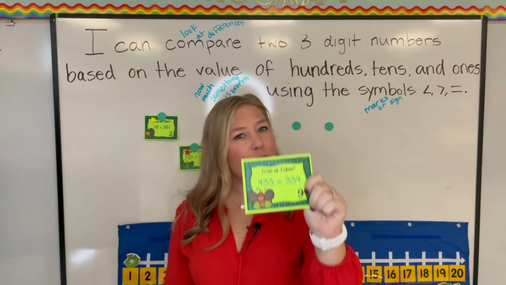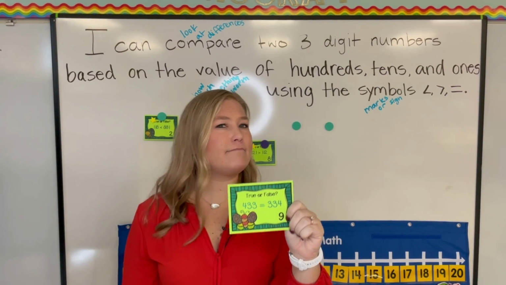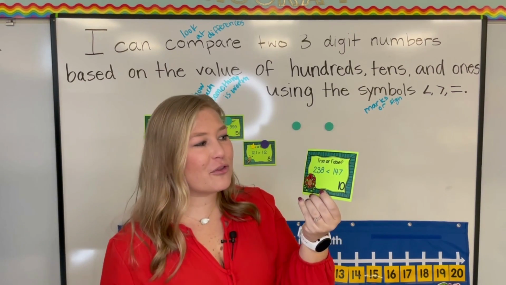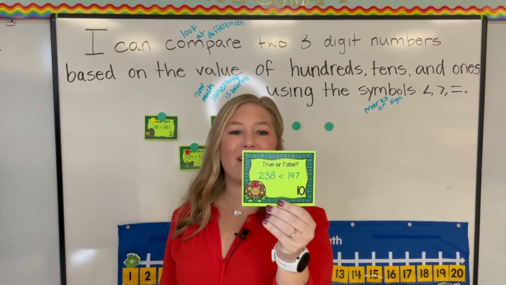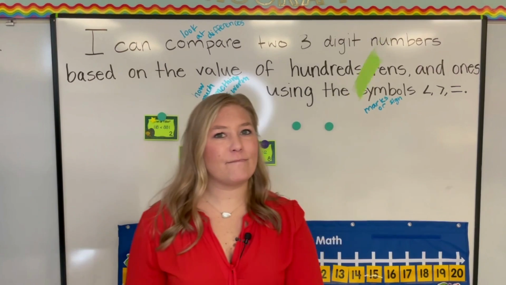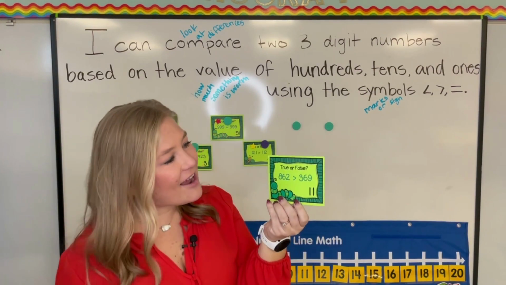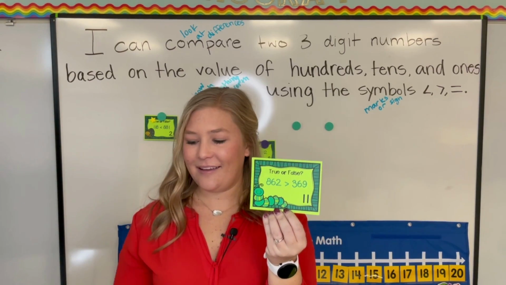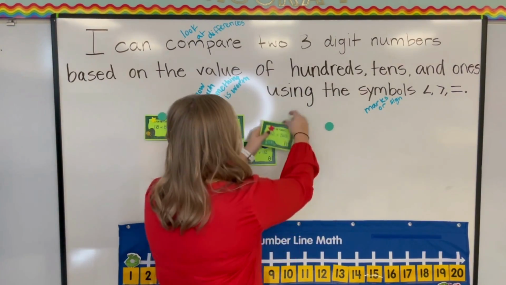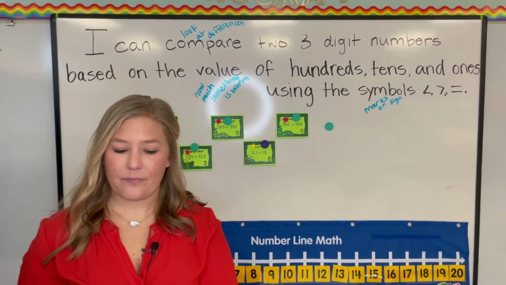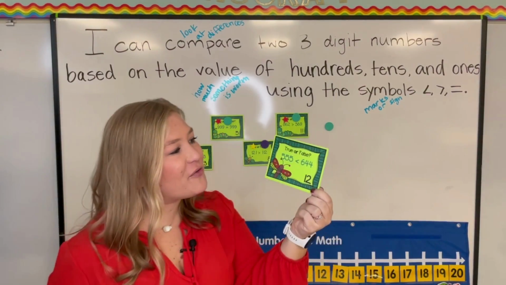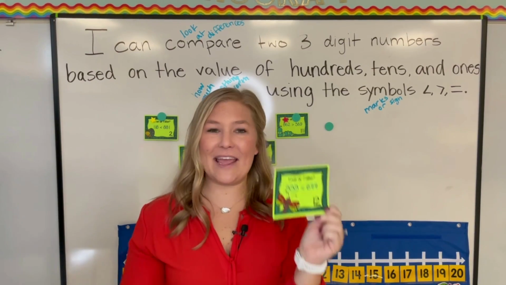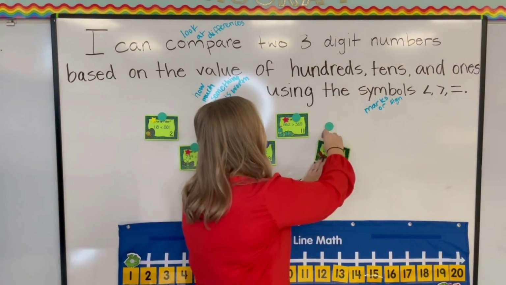433 equals 334. They don't have the same number in the hundreds place. False. What about 238 is less than 147? False. Then we have 868 is greater than 369. You're right, this one's true. And our last one is 555 is less than 644. You're right, we get to end with a star because this one is true as well.